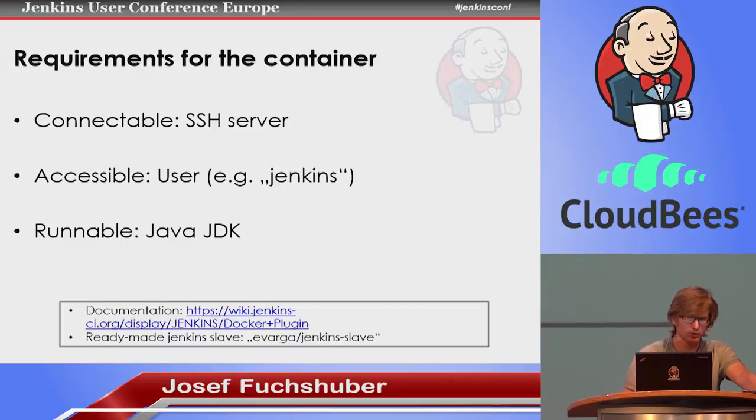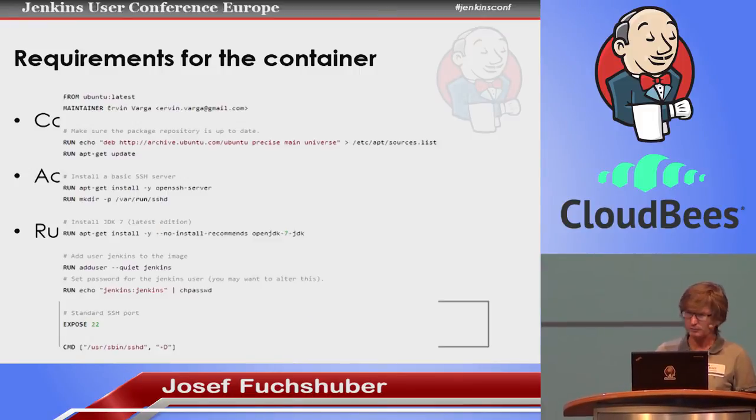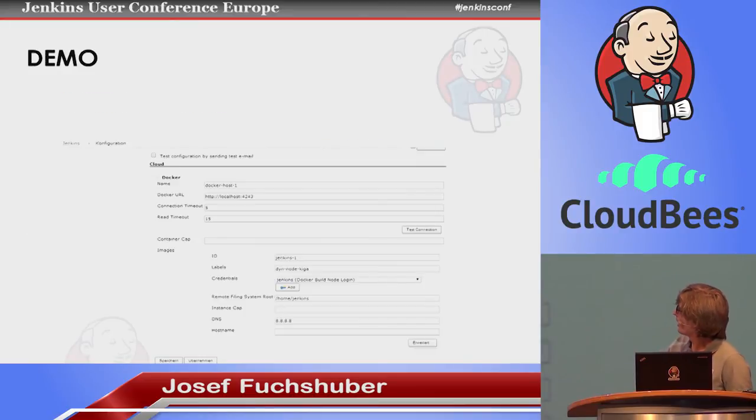If you want to start locally on your local machine, you can read it here. Here's a ready-made Jenkins slave, and you see here the Dockerfile. The SSH daemon, the Jenkins user, and OpenJDK are installed. And yeah, so this is the next demo.